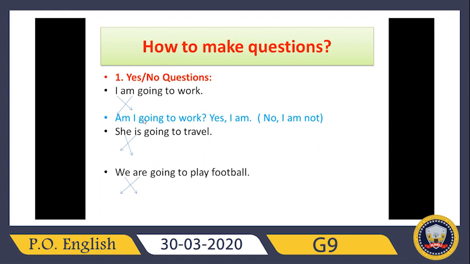Am I going to work? Question mark. The answer will be yes, I am, or no, I am not. Not after am. Here, she is going to travel. Try to find the answer. Just make a yes, no question.